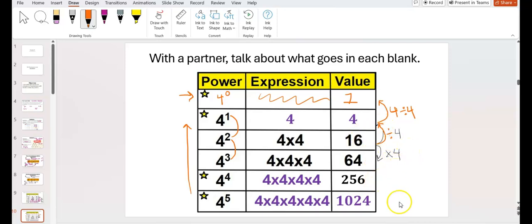We know that anytime I increase by an exponent, I'm really multiplying by that base. And if I decrease an exponent, I'm really dividing by that base. So it makes sense that 4 to the first power is 4, so 4 to the 0 power would be 4 divided by 4, which is 1. And that's always how it's going to be.